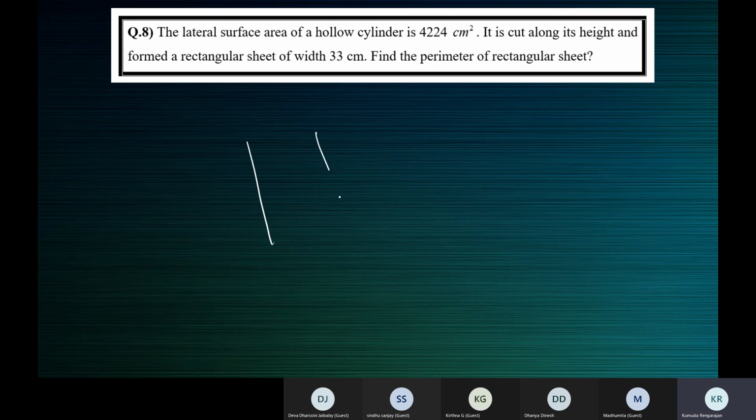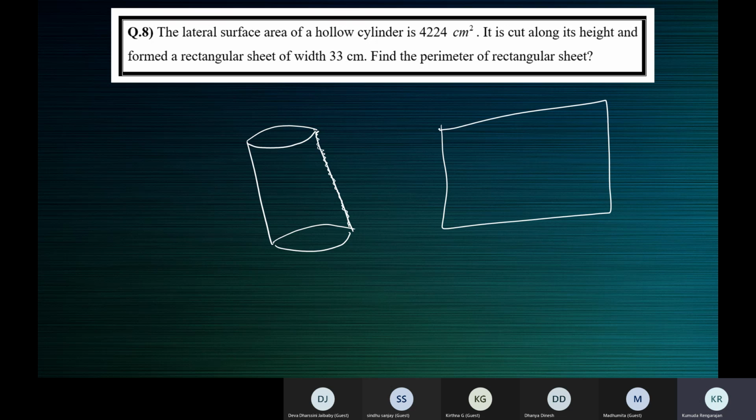See, supposing this is the hollow cylinder. If you cut it like this, you use a scissor and you cut it here, then you can open it up, and you will see it opens to a rectangle. From your notebook paper, you can bring the edges together and make a cylinder, right? So if you cut the cylinder, you will get a rectangular paper.